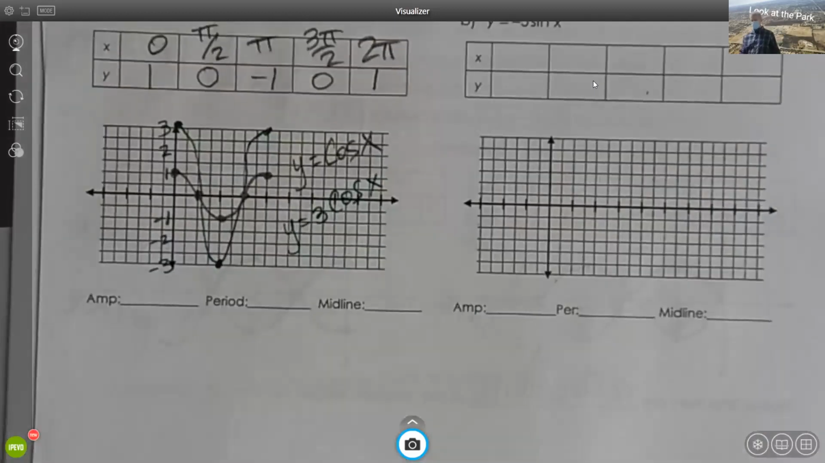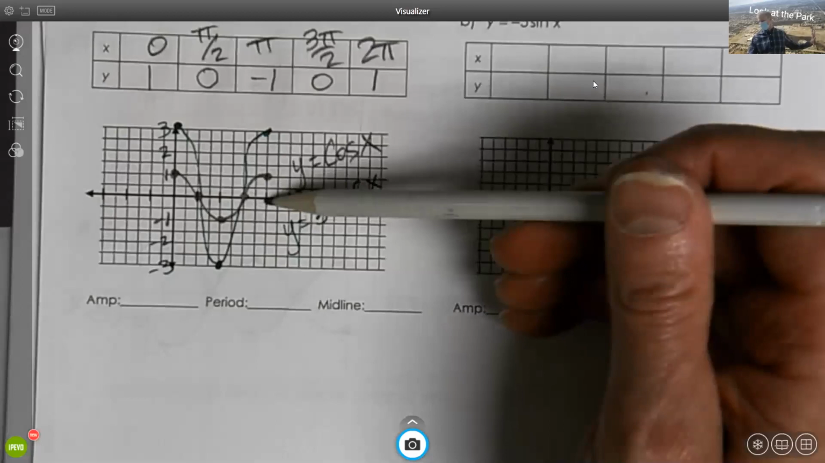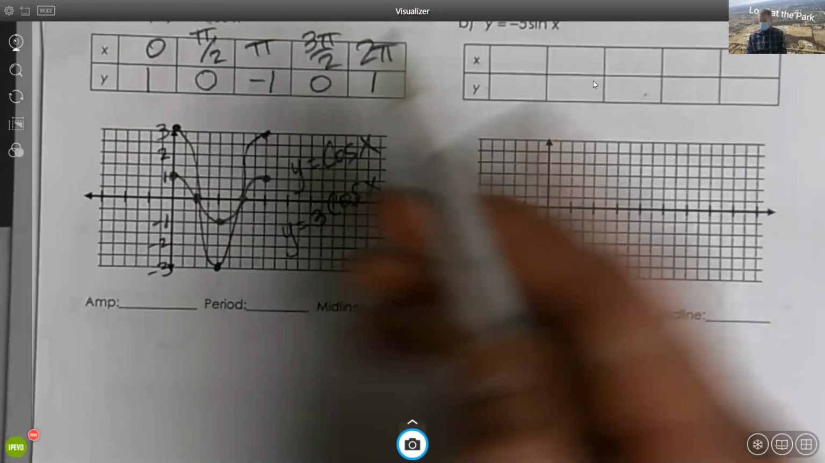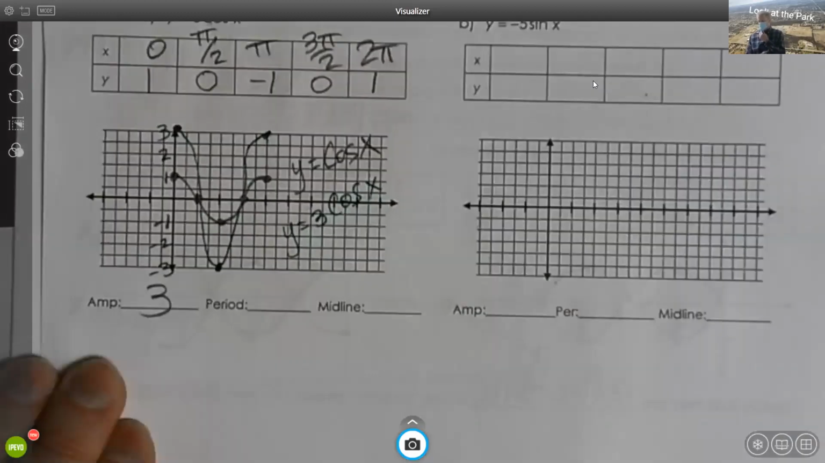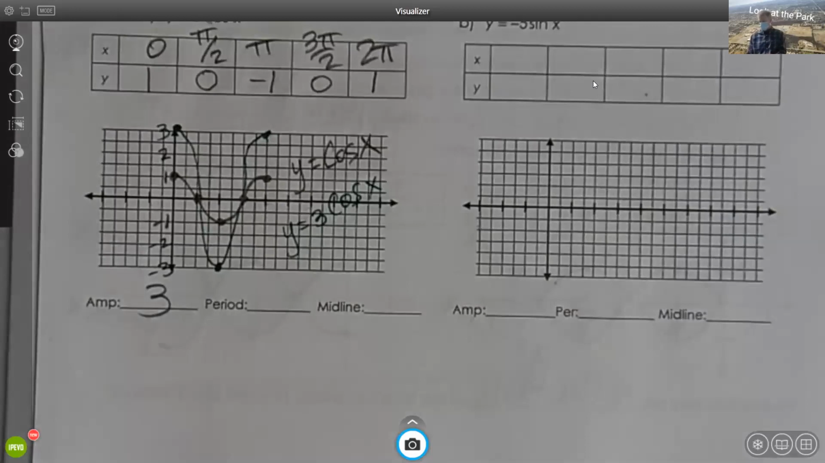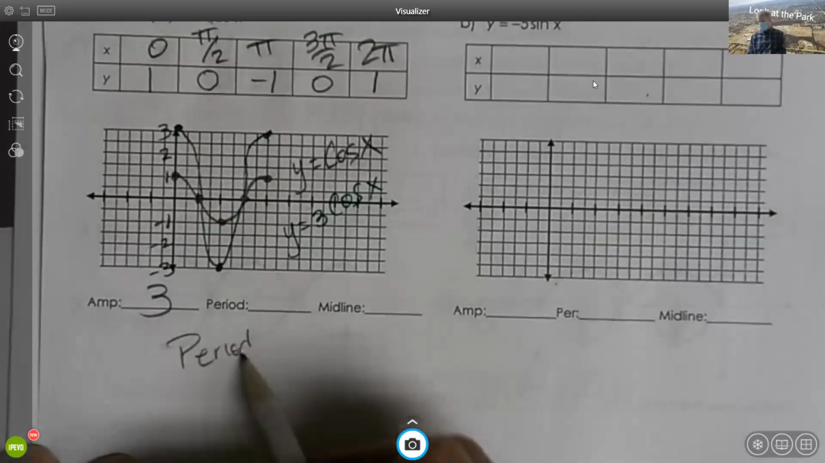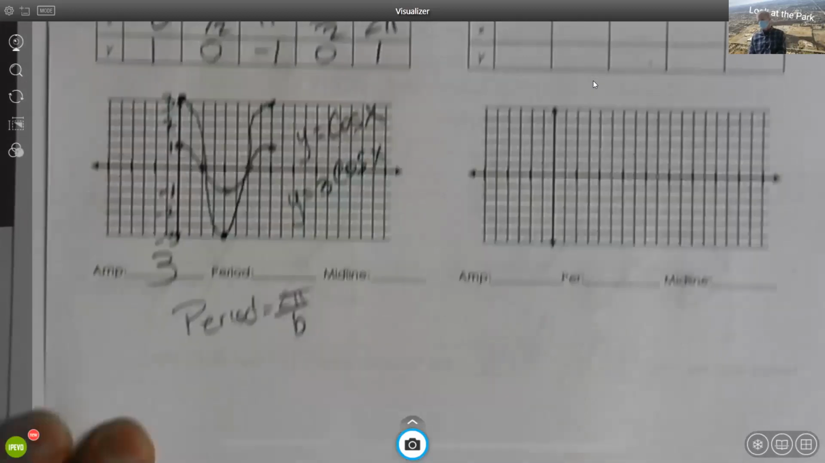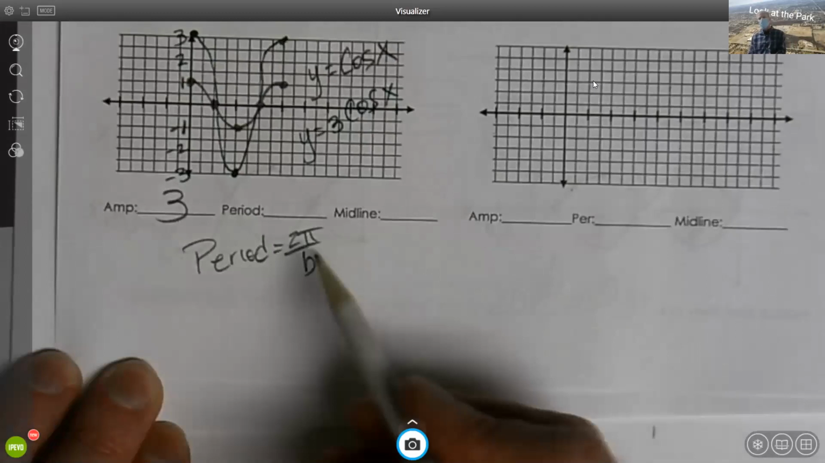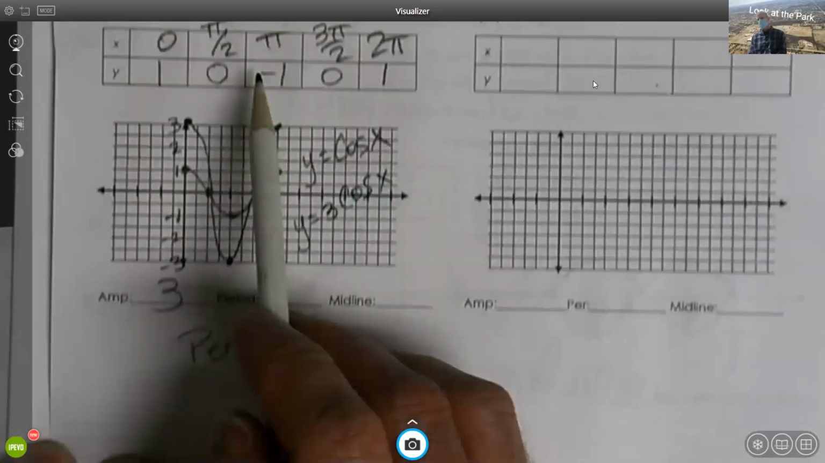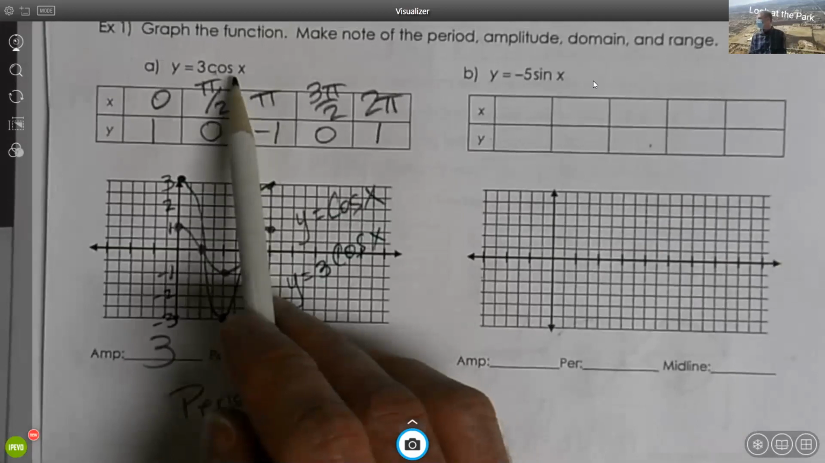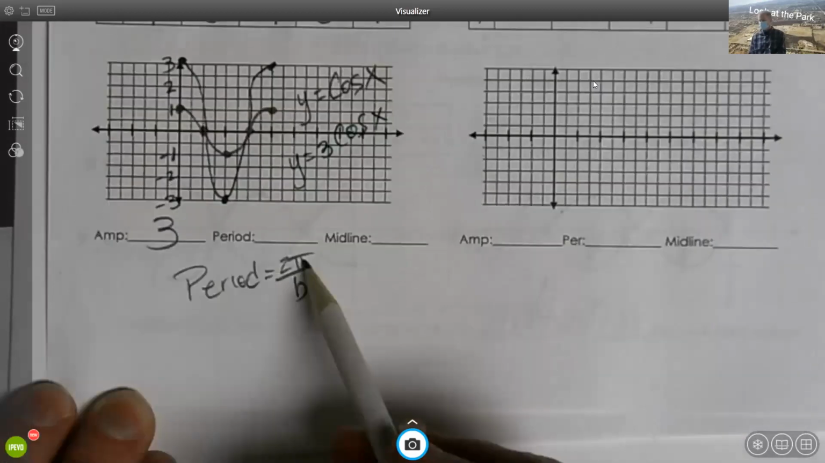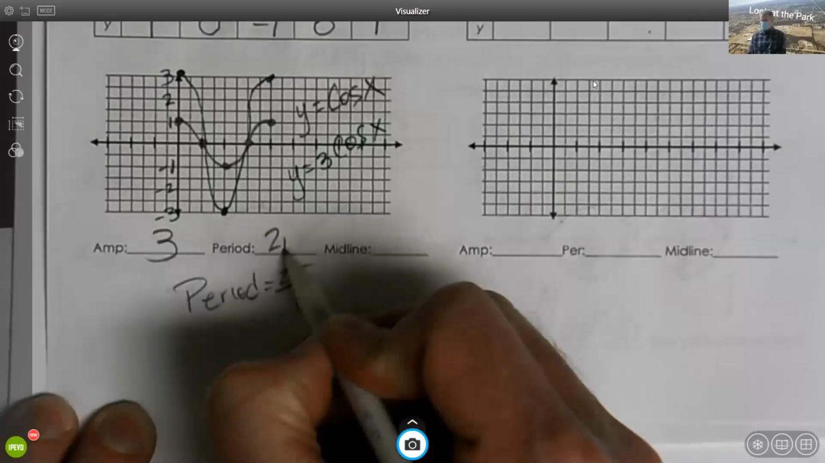We see that the amplitude, the distance from our midline all the way to the top, is 3 units. So the amplitude is 3. The period at which it covers, period is always 2 pi divided by b. So our b value in this case is the value that's in front of the x. There is no value, so that's just a 1. So it's 2 pi divided by 1. So the period is 2 pi.